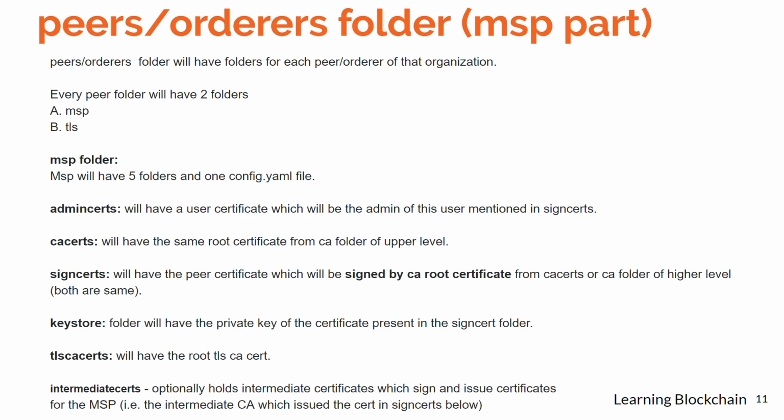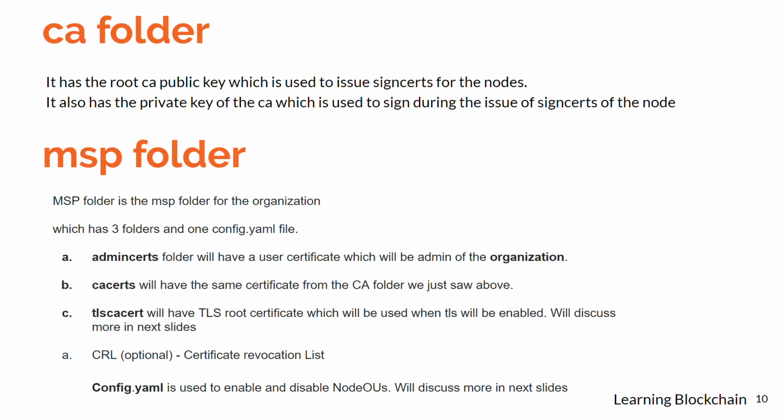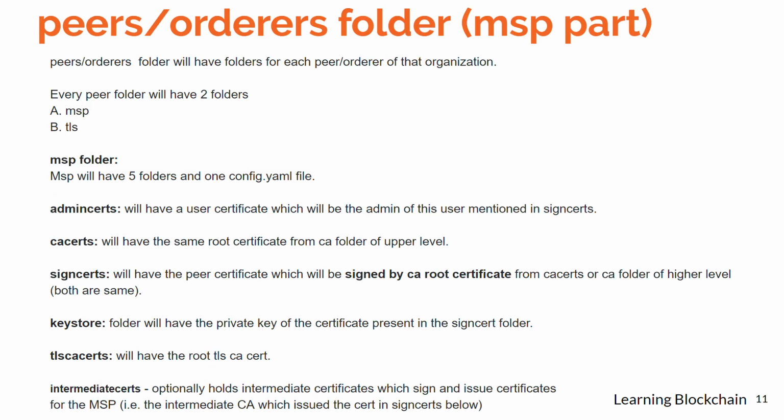Inside that there is MSP and TLS, and inside the MSP here we have 5 folders and the config.yml file. As we have seen in the base MSP folder, there were admin cert, CA cert, TLS CA cert, CRL, and config.yml. But inside the peer's MSP folder, we have admin certs, CA certs, sign cert, key store, TLS CA cert, and intermediate certs. First of all, the admin cert means we'll have a user certificate which will be the admin of the user mentioned in the sign cert.